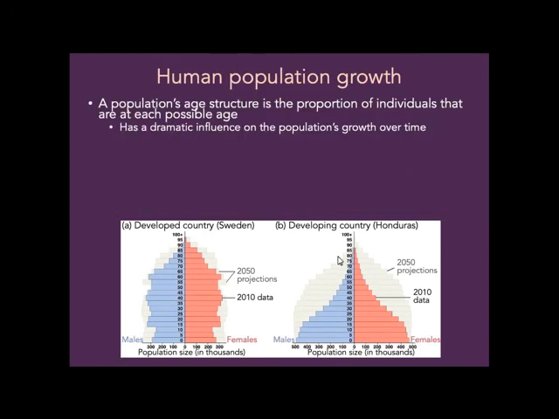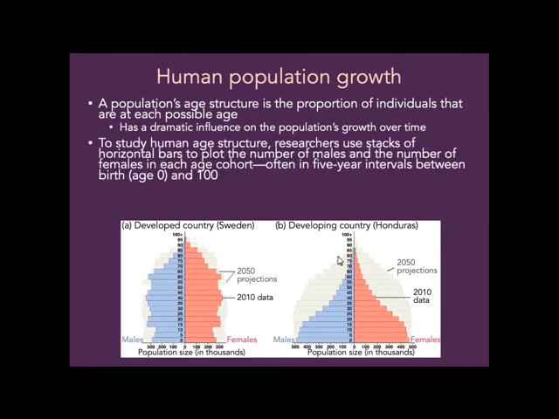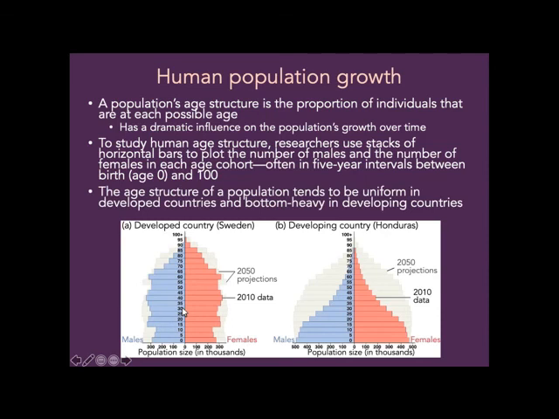Okay, so when we talk about age structure, we're referring to the proportion of individuals that are of each possible age. And the age structure of a population can have a huge impact on the population's growth over time. This is how we look at human population structure. We can plot out individuals of each cohort, males and females. Each cohort is a 5-year period of a person's life. What you tend to see is that the age structure of a population tends to be uniform in a developed country and bottom heavy in a developing country.